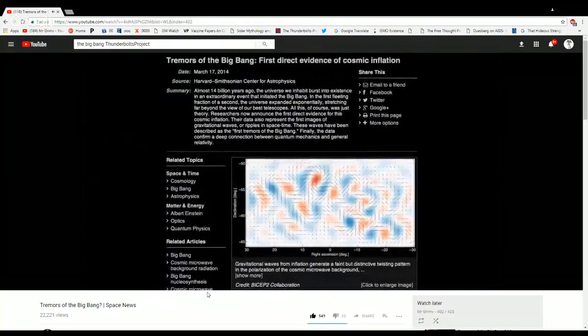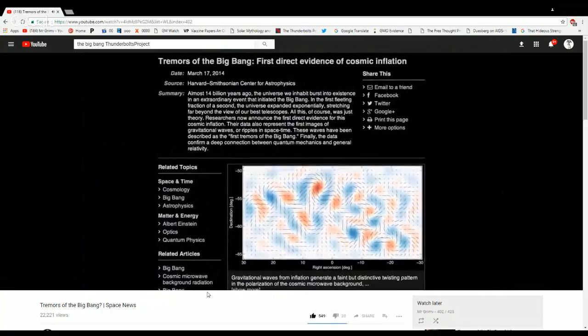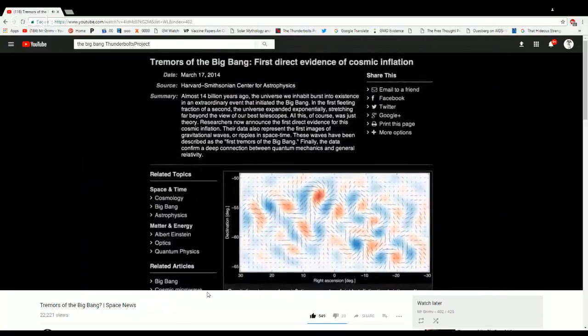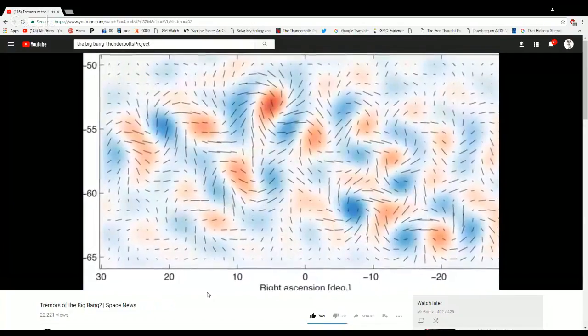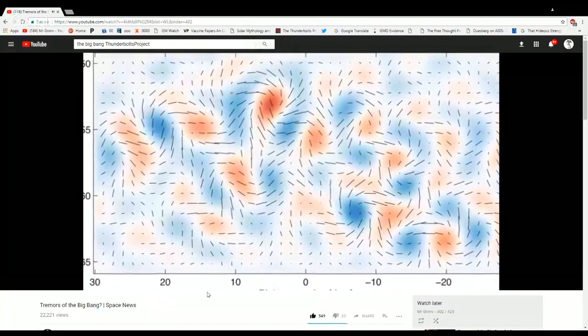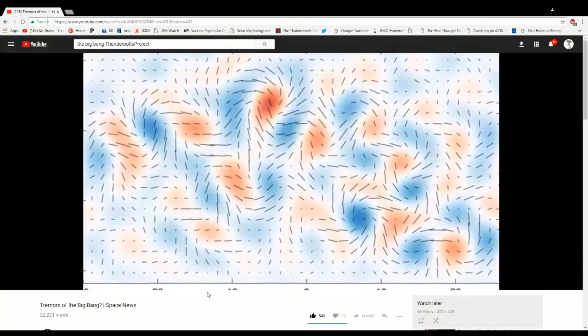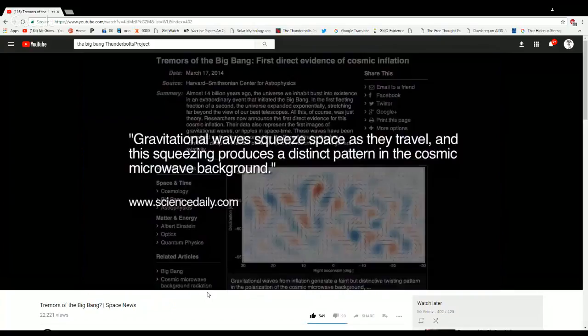Scientists working with the BICEP 2 telescope are claiming to have discovered the so-called first direct evidence of cosmic inflation, a process of radical expansion believed to have occurred after the theoretical Big Bang explosion. Based on data from the cosmic microwave background, the team also claims to have directly confirmed the existence of gravitational waves. ScienceDaily.com reports on these findings. Gravitational waves squeeze space as they travel, and this squeezing produces a distinct pattern in the cosmic microwave background.